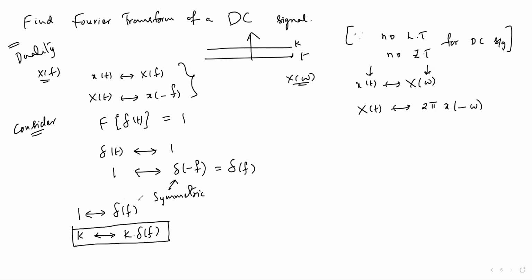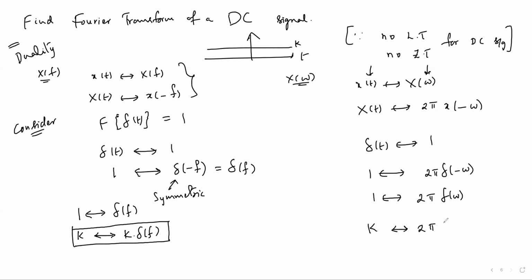Whereas in X of omega analysis, if you observe, del of t has Fourier transform 1. Taking 1 to this side, the del function goes to that side with reflection and multiplied by 2 pi. So the Fourier transform of 1 in X of omega analysis is 2 pi del of omega. Our constant DC function's Fourier transform in X of omega is 2 pi del of omega, and for k it is k into 2 pi del of omega. Fine.